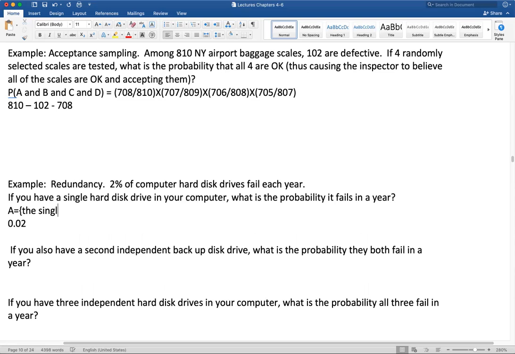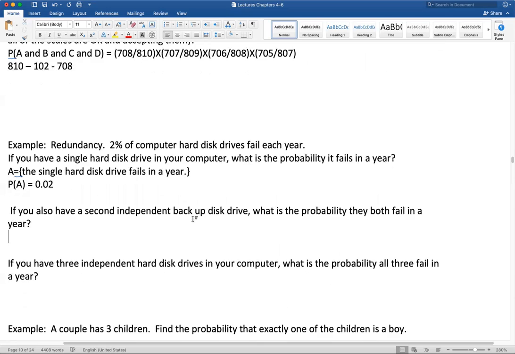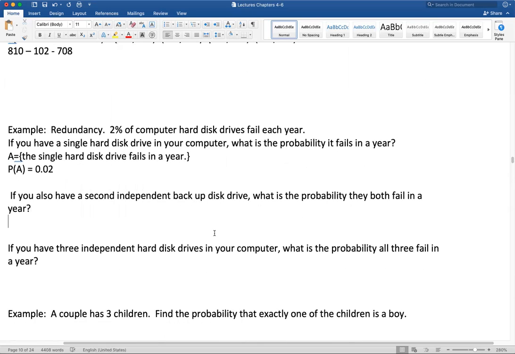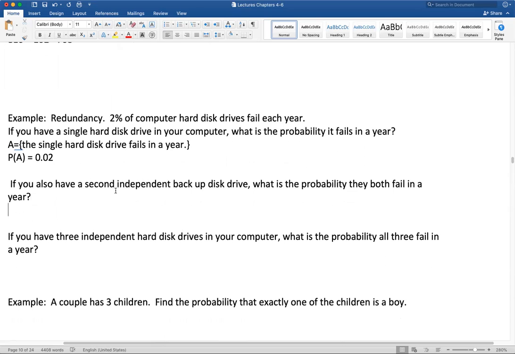The single hard disk drive is in here. Okay, so the P of A is equal to 0.02. What about this? If you also have a second independent backup disk in, what's the probability that they both fail in a year? See, the independent, right?